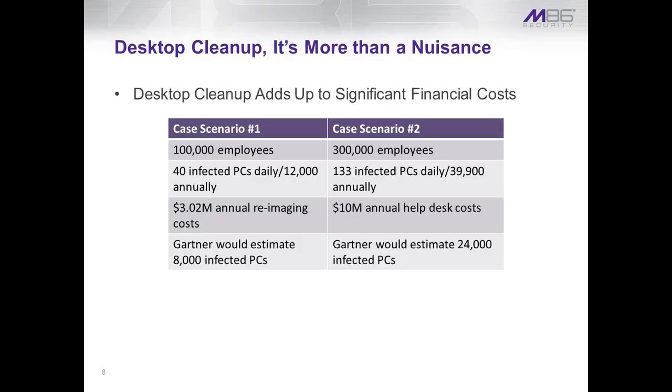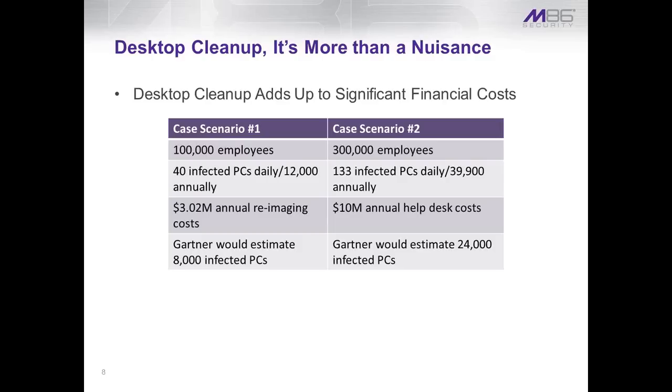And this organization estimated 133 infected PCs per day. That's almost 40,000 infections per year. Compared to Gartner's 4 to 8% again, as an estimate, that would have put it at 12 to 24,000 instead of the 39,900, which it actually was.